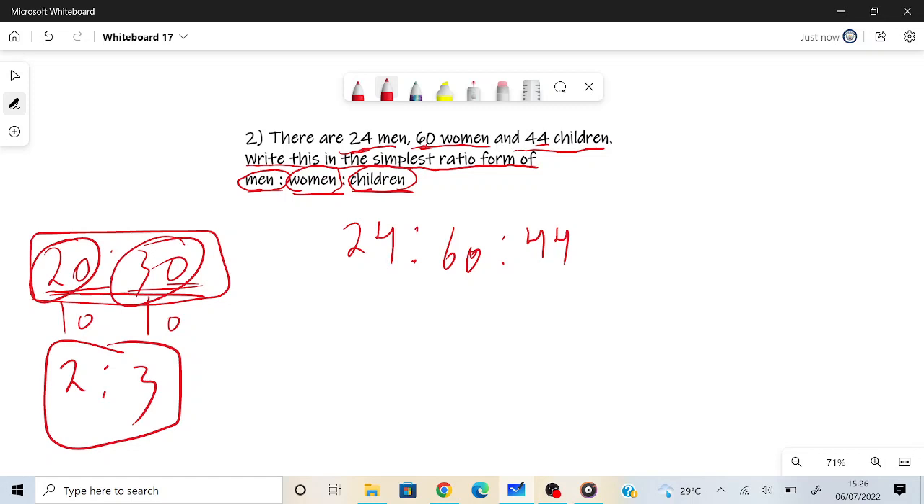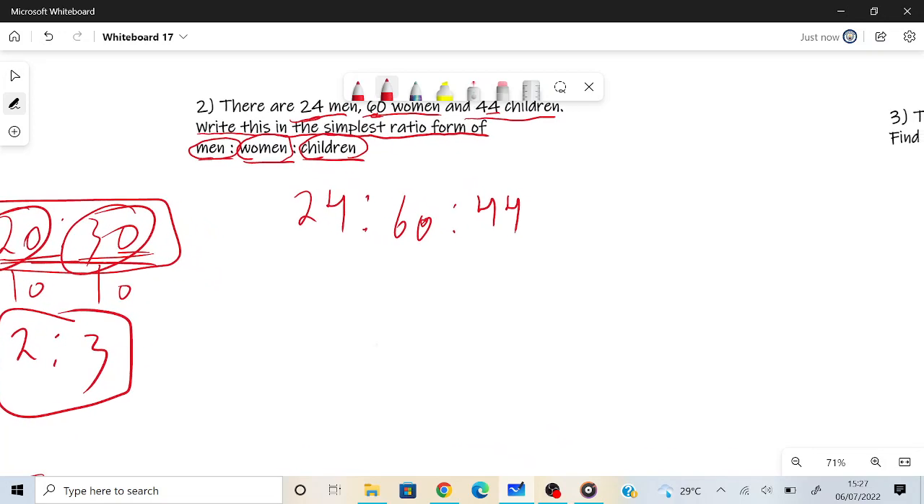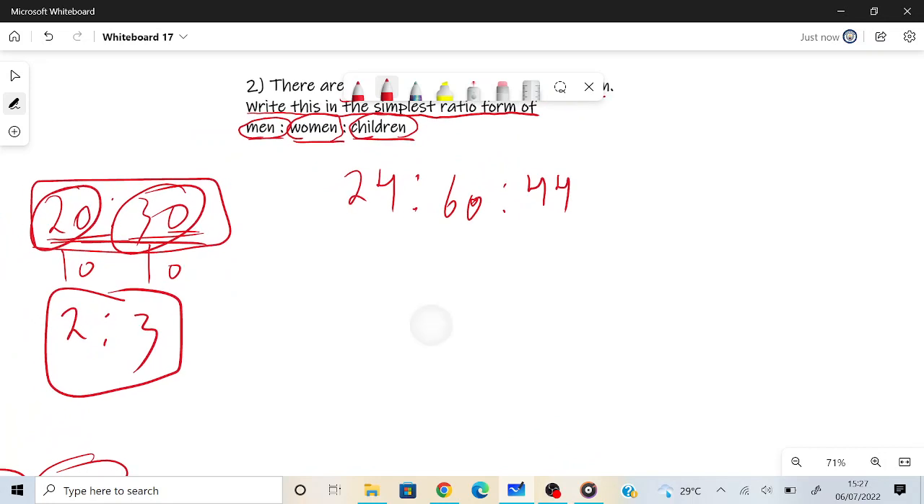Now they said to write this in the simplest ratio form, so that means this is obviously not the simplest form. Now we cannot use the fraction method here because we have 3 different numbers to deal with, but we can use the other 2 methods. So let's use the first of the 2. Let's divide everything by 2 until it's no more simplified. So 24 divided by 2, that gives 12. 60 divided by 2 gives you 30. 44 divided by 2, if I'm not wrong, gives 22.